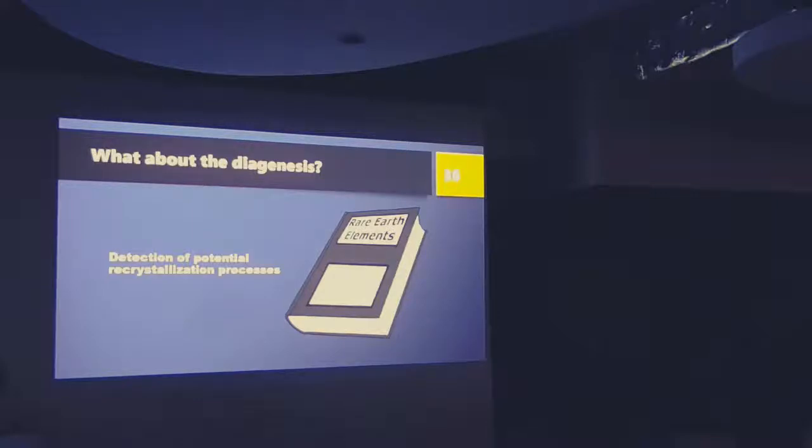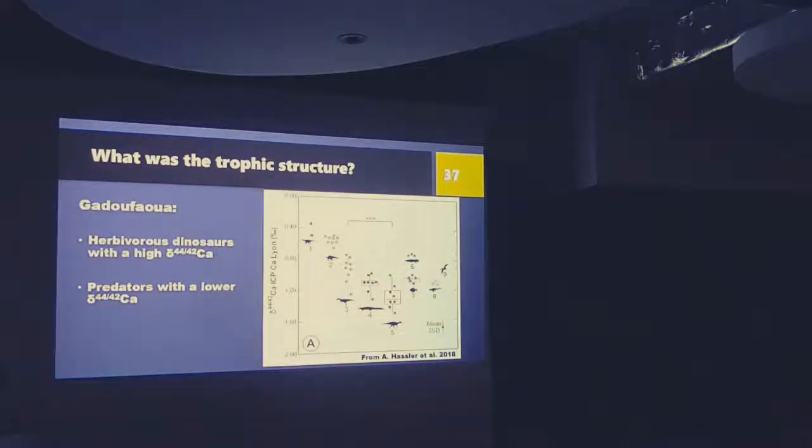So that's what we did on our fossils. We tested if there was some recrystallization, and because there was none, we decided to pursue the study and apply calcium isotope measurements. And these are the results that we obtained from the Gadoufaoua fauna.